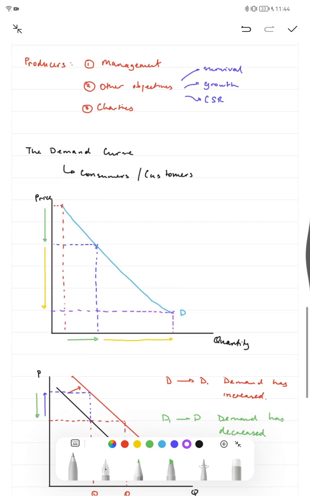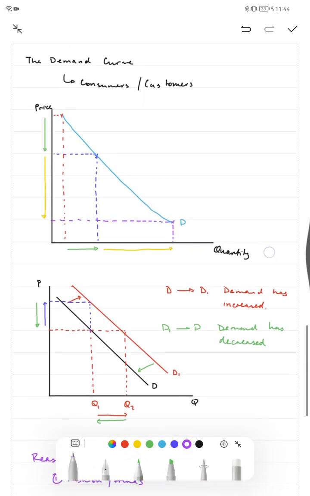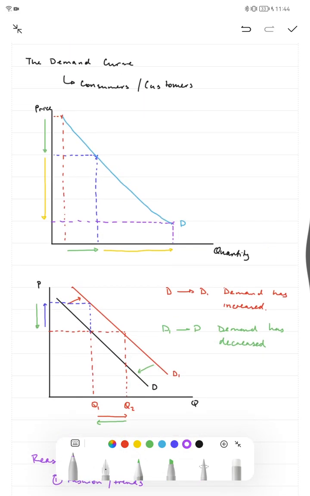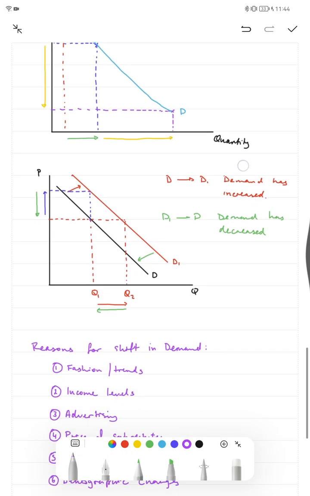So you not only need to know movements along the demand curve, but you also need to know how demand moves out and how it moves in as well. So the shifts in demand. You need to understand that if you're shifting demand outwards, that means demand is increasing, whereas if demand shifts inwards, demand is decreasing.